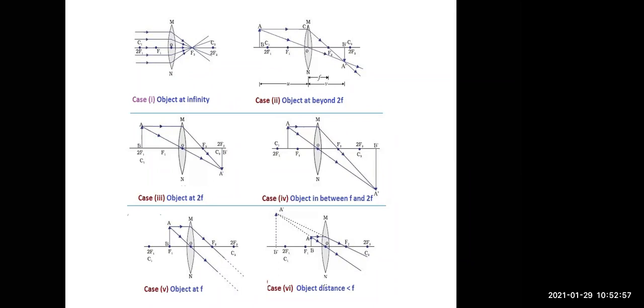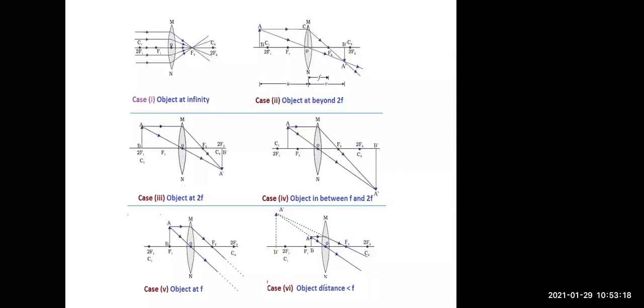Now here in this case, you can see that the incident ray which is falling on the lens is parallel to the principal axis. Now the first rule: if the incident ray is parallel to the principal axis, the refracted ray passes through the principal focus. So only that rule is applied here.